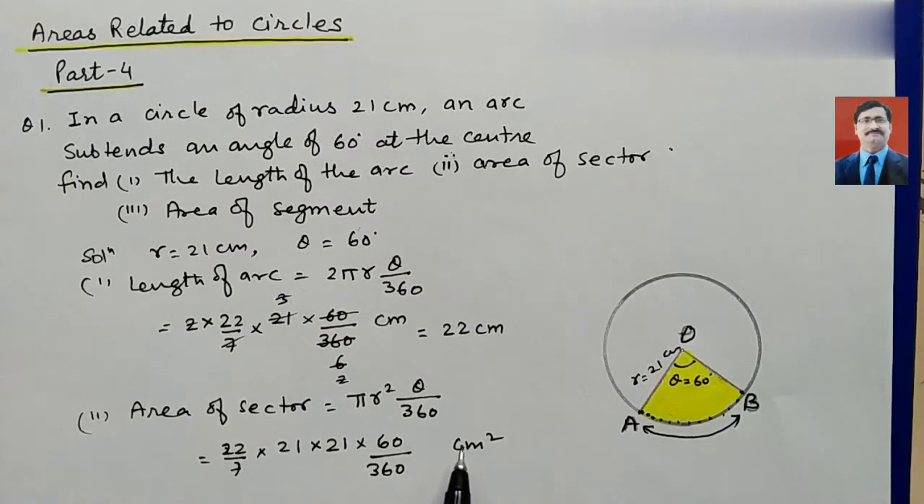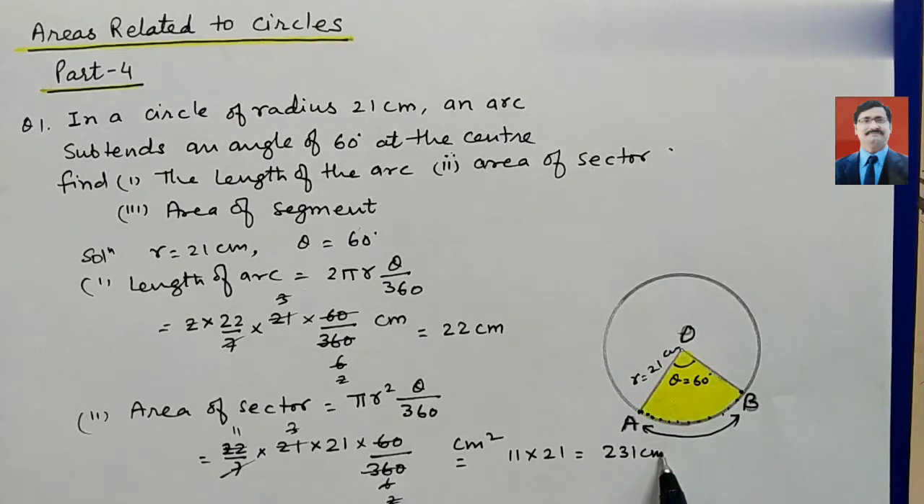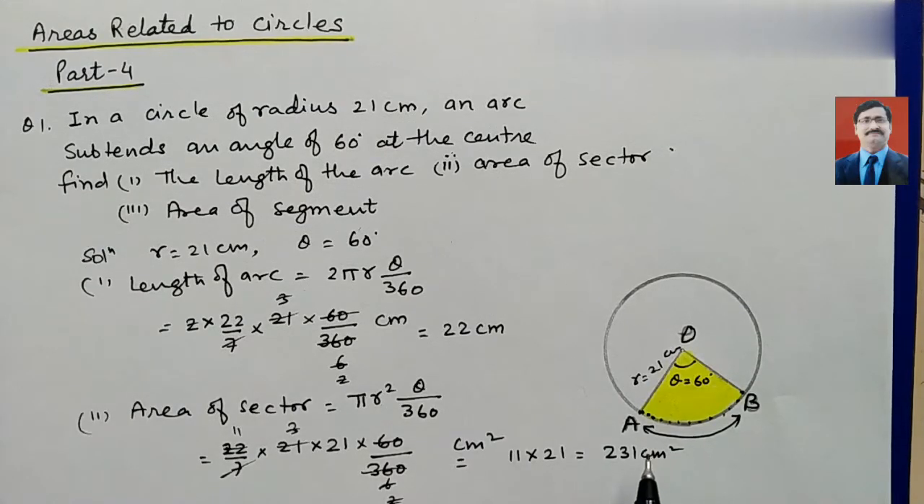Now these we have to cancel, 7 3s are 21, 6 6s are 36, 3 1s are 3, 3 2s are 6, and this we cancel, 11. So what is remaining? 11 into 21 is remaining, and these we multiply, we get 231 centimeter square. So area of sector we get 231 centimeter square. Okay, all of you understand.